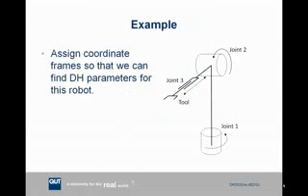So we'll do an example of assigning the appropriate reference frames and then finding the DH parameters for the robot shown here. This is a 3-joint robot. The first 2 joints are revolute joints. Joint 3 is a prismatic joint, and then you've got your tool point at the end of the robot arm.